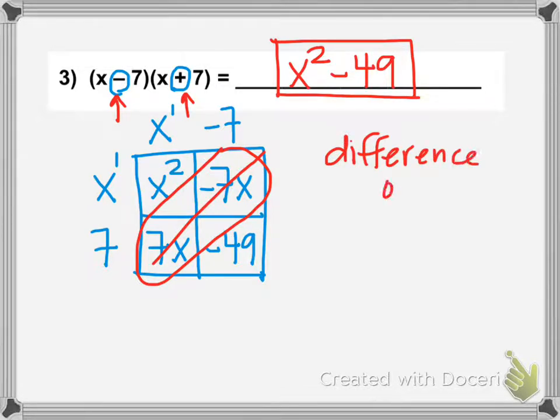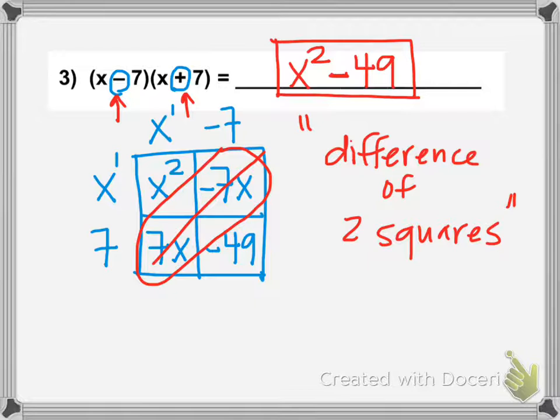Difference of two squares. Difference meaning there's a minus in the middle. There will always be a minus there. Okay? Two squares meaning the first term is a square. X squared is the square of x. And the second term, the 49, is the square of 7. So it's the difference of two squares.